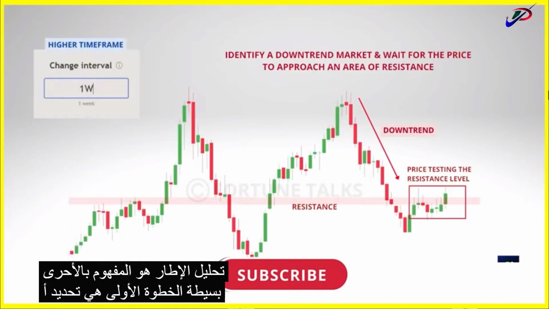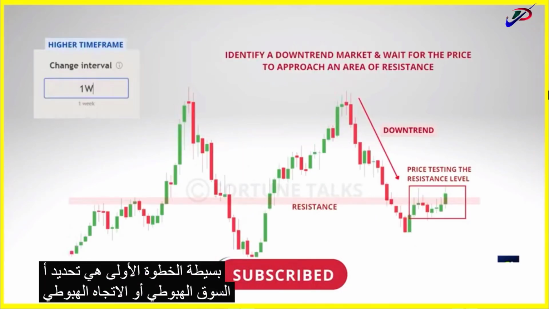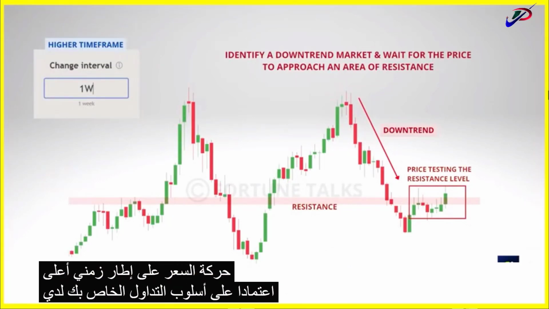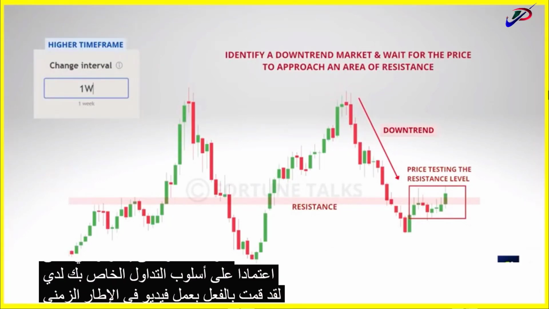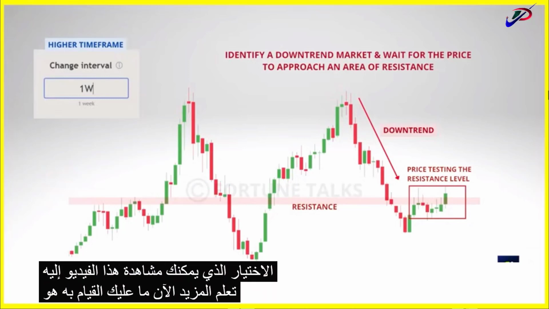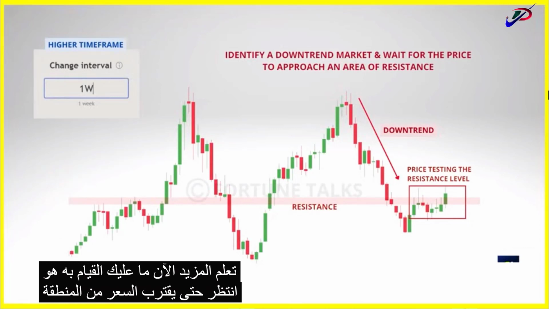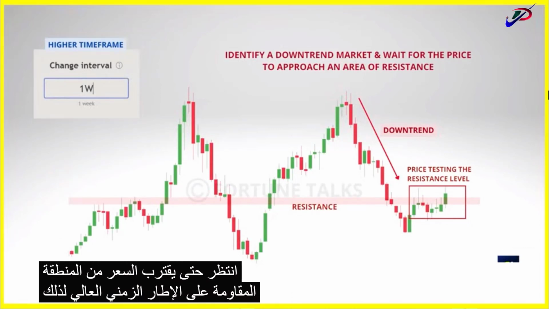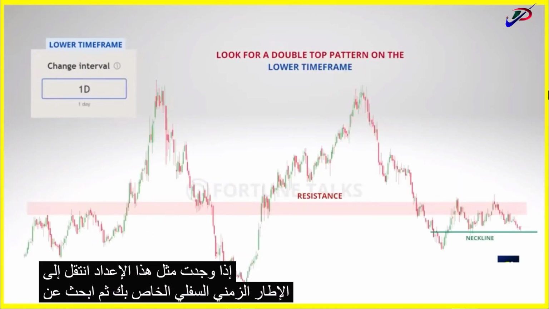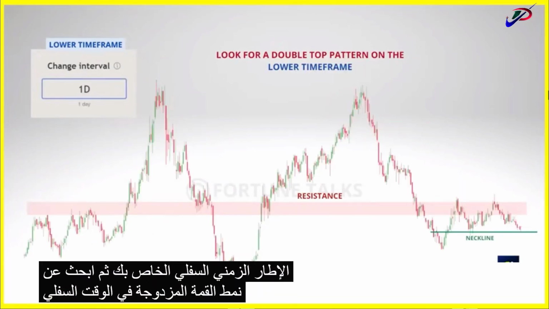The first step is to identify a downtrending market or a downtrending price action on a higher time frame depending upon your trading style. I have already made a video on time frame selection. You can watch that video to learn more. Now what you need to do is to wait for the price to approach an area of resistance on the higher time frame. Now if you find such a setup, move down to your lower time frame, then look for a double top pattern on the lower time frame.